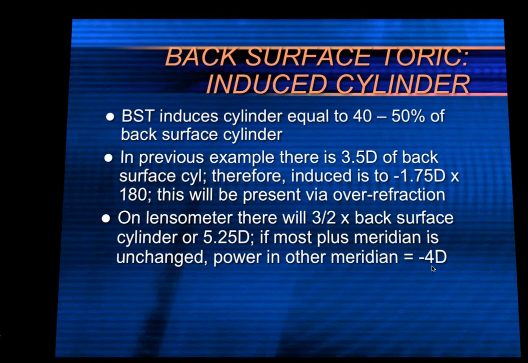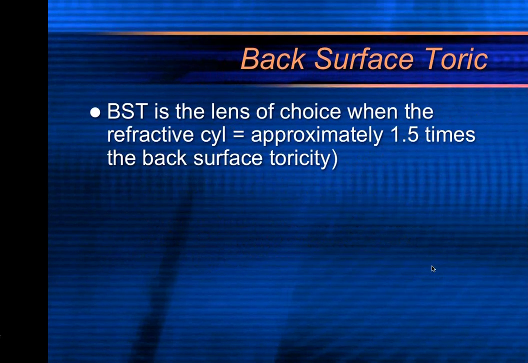So there is a case where a back surface toric is the lens of choice, and that's basically when the refractive cylinder is equal to like 1.4 to 1.5 times the back surface cylinder of the lens. And what happens there basically is the residual astigmatism corrects for the induced. So again, I'm not going to quiz you on that one either, but one of the calculators I'm going to talk about later will recommend a back toric.